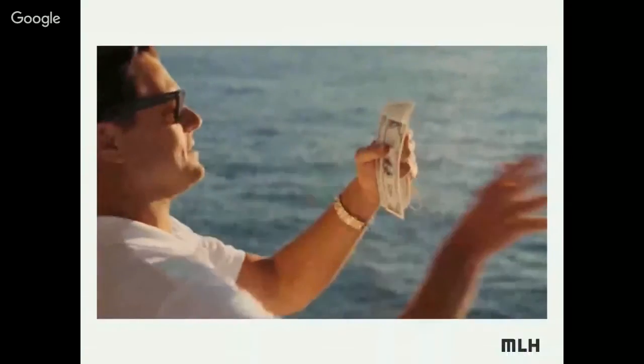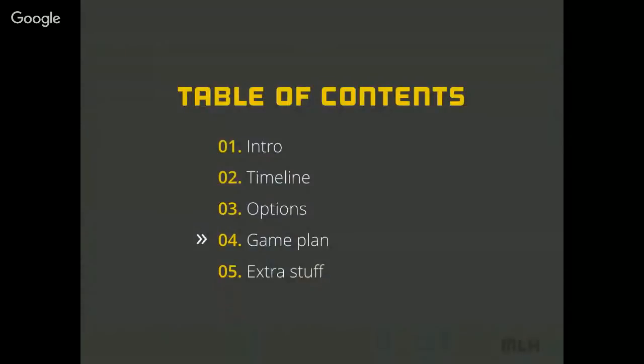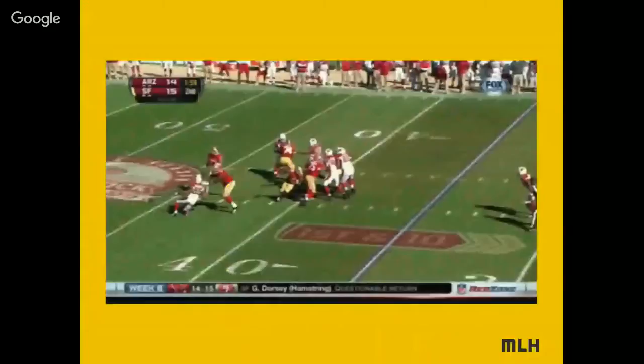With this, the hardest part's over. Now we'll start talking about the game plan and stuff. So yeah, hopefully you're still awake. That was a lot to digest. So here's a GIF.